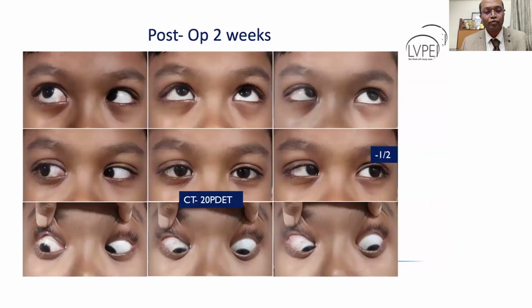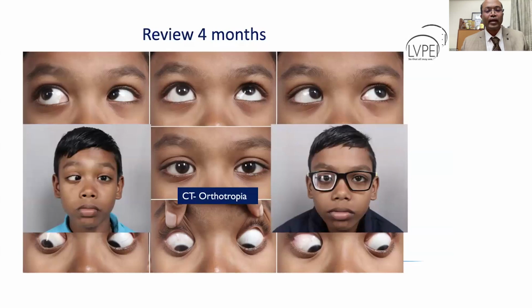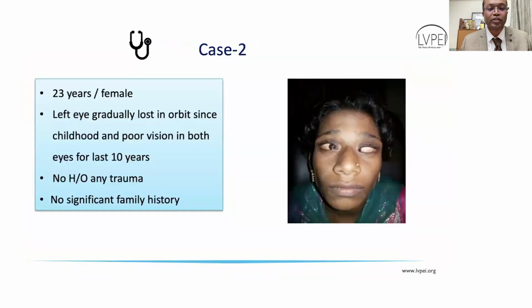At post-op 2 weeks, you can appreciate that there was a residual esotropia of 20 prism diopters and minus half abduction limitation. However, on long follow-up, there was orthotropia and the abduction was almost full. So you can appreciate the pre and post of the loop myopexy of the right eye with medial rectus recession.